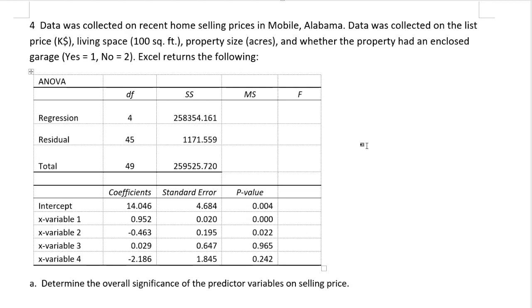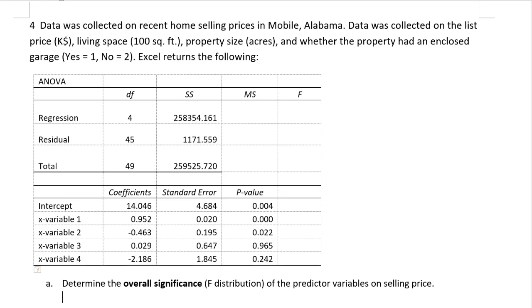This is a multiple regression question, and here is the Excel output with some parts deleted, so you have to figure it out. It says determine the overall significance of the predictor variables on selling price. And the overall significance is given by the F distribution for the multiple regression. So it's using the MS and the F and so on. Okay, so let's try this.